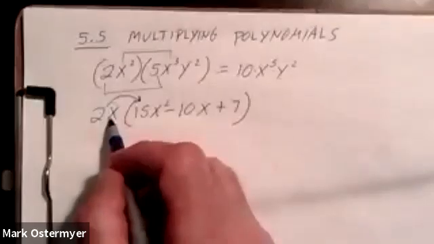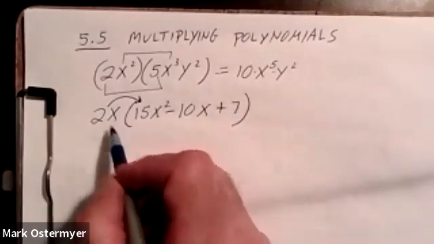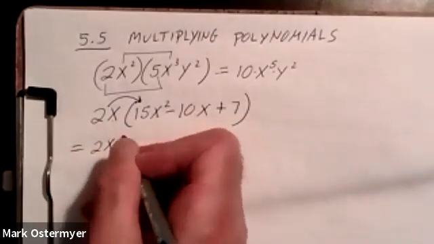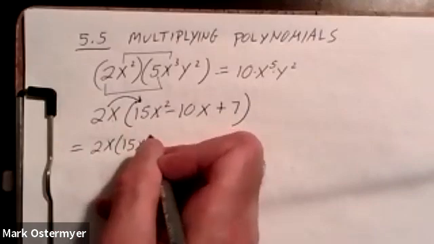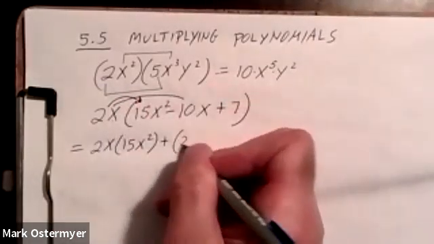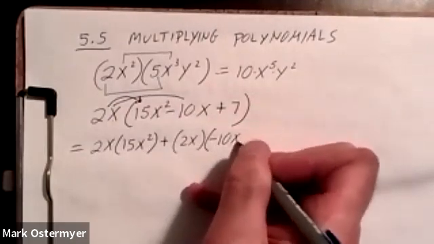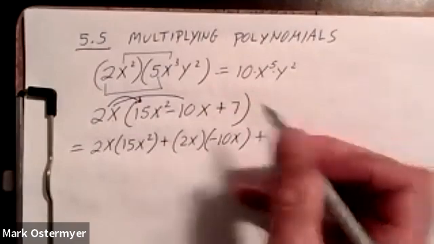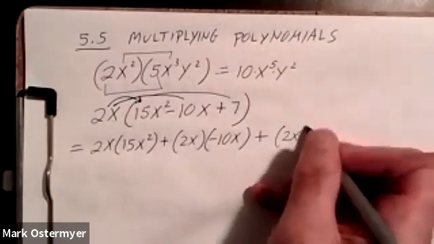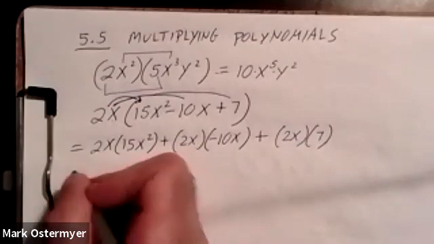So to multiply this monomial by this trinomial, we have to make sure that each term of the trinomial gets multiplied by the monomial. That's to say that this 2x here is going to have to get multiplied by the 15x squared, plus 2x has to get multiplied by the negative 10x. Notice I view that as a negative 10x, so we don't mess the sign up. Plus 2x has to get multiplied way over here by the 7. Now we clean this up.